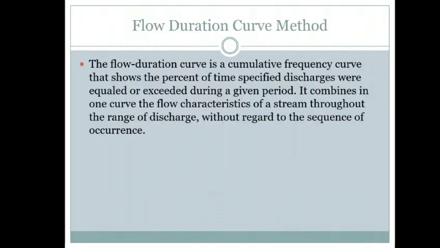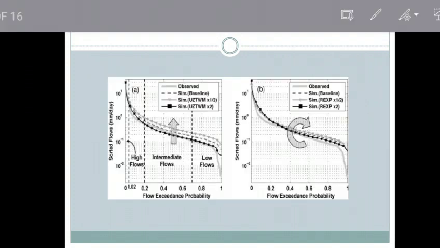The third method is the flow duration curve method. The flow duration curve is a cumulative frequency curve that shows the percentage of time specified discharges were equaled or exceeded during a given period. It combines in one curve the flow characteristics of a stream throughout the range of discharge without regard to the sequence of occurrence. Here is the diagram of the flow duration curve.